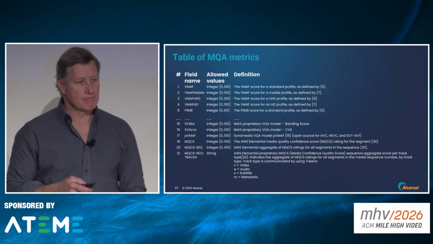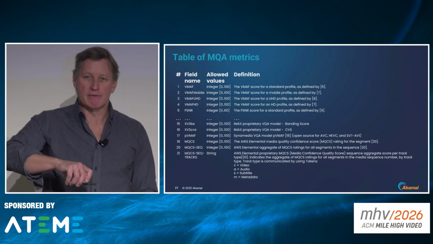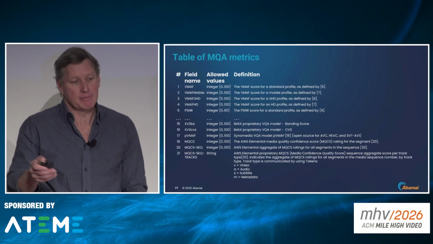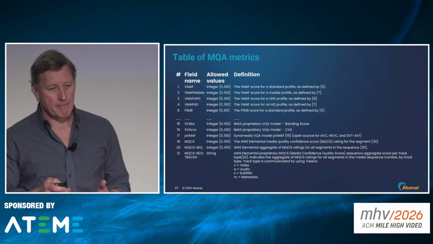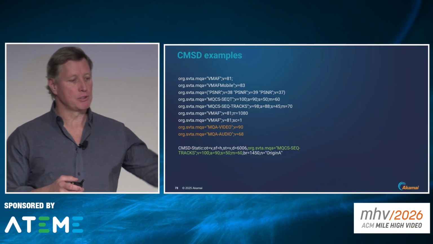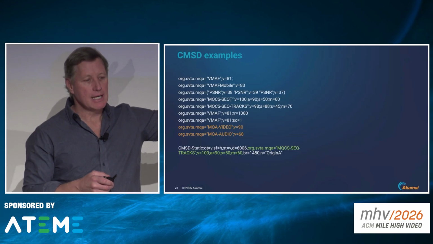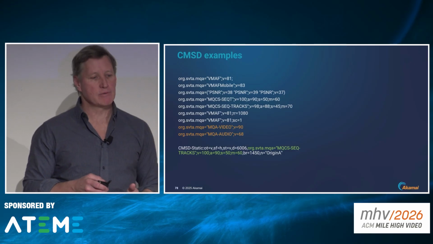I have some pictures, so we've defined a table of them. You can add your own, right? It's an extensible table. We just defined a table of the most common ones here that people are using. And then it's very simple. Here's my CMSD key, and I say, oh, it's got a VMAF score, and its value is 81.